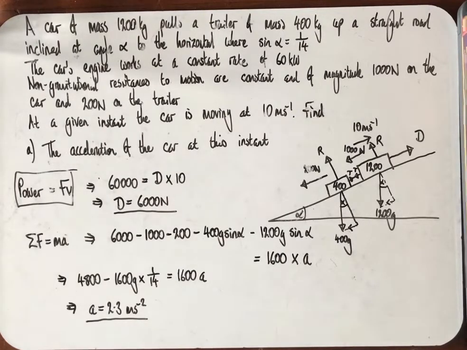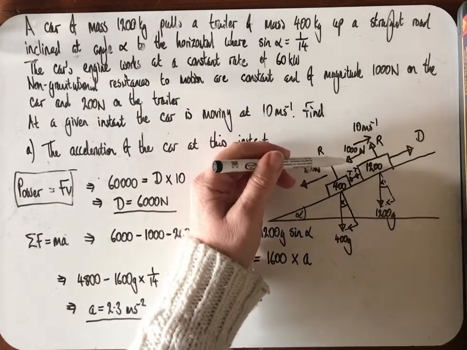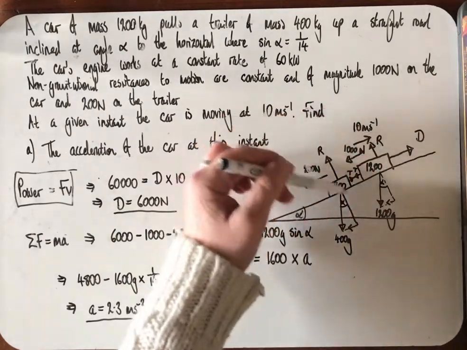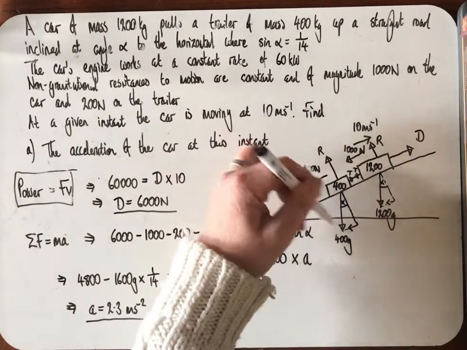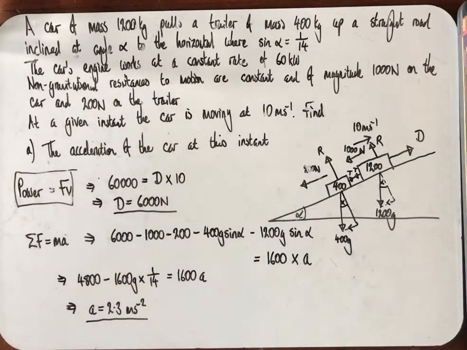Right, second bit, we want to find the tension in the tow bar. And to find the tension in the tow bar, you could either work with the car and the forces acting on the car and use F equals ma, or you could just look at what's happening with the trailer, which involves fewer forces. So I kind of thought it made sense to use the trailer.